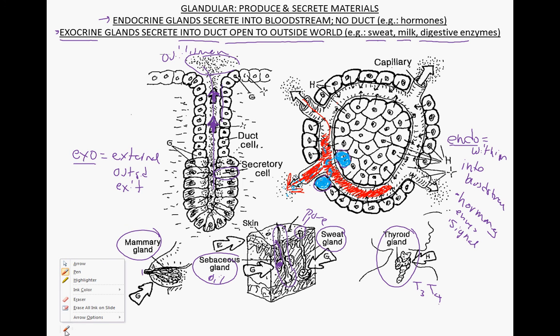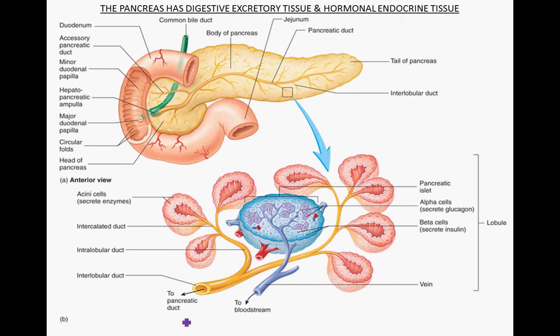Okay, let me just switch here. If we go to the next image, the pancreas is a great gland to study because it has both digestive excretory tissue. So it's an exocrine gland, so some of the cells are secreting something into a duct that's open to the outside world, as well as pockets of cells that are endocrine in nature. So this is a dual role organ. This pancreas here. Again, here's the pancreas sitting in this curvature of the duodenum, or the small intestine.